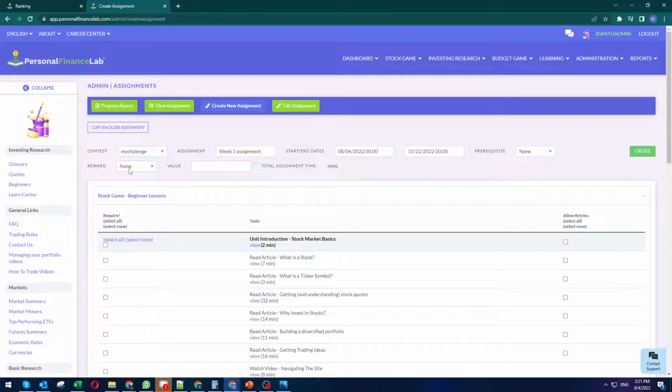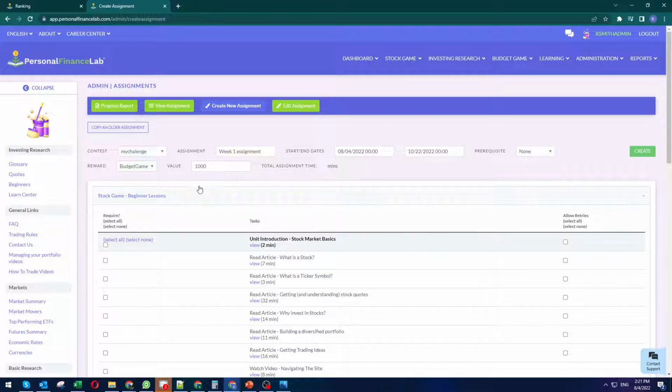You can also give rewards. The rewards, you can give cash money to the student's stock game or budget game. So when the student finishes this assignment, they get this cash added to their account. There's even some teachers we've worked with that say the students actually start their stock game with no money in their account. The students have to finish their first assignment learning about all the stuff about the stock market before they get the cash to actually start investing.